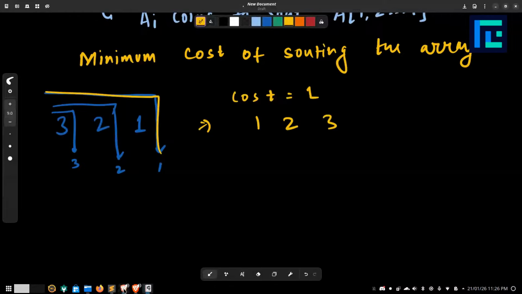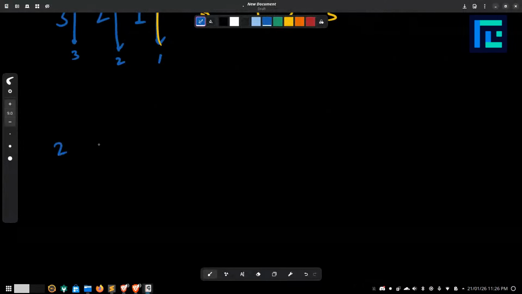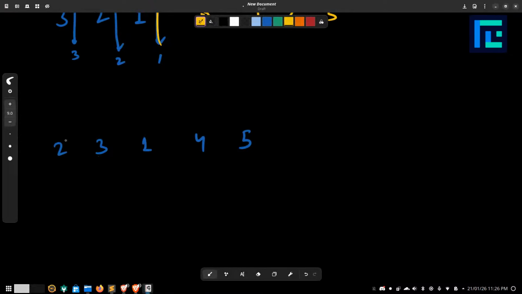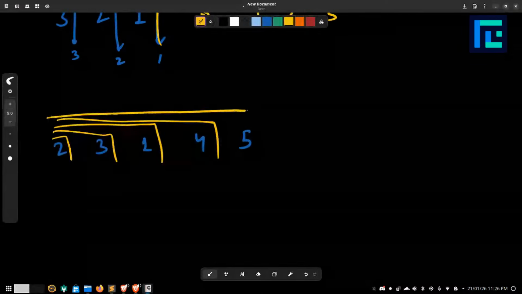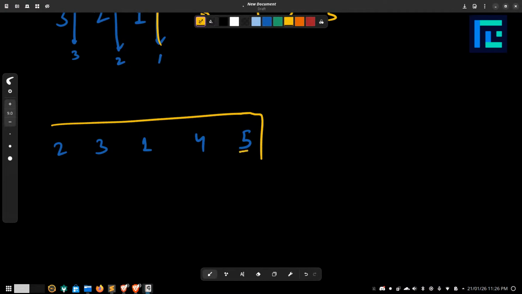Let's see the next test case. It is 2, 3, 1, 4, 5. Now we can see that we have multiple different options here. We can sort till here, or here, or here, or here. Obviously one way to sort the whole array would be to sort it in a single operation using this 5. The cost would be 5, and the array after sorting will become 1, 2, 3, 4, 5.